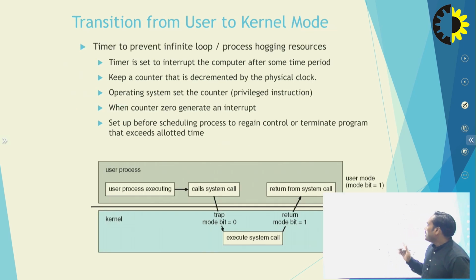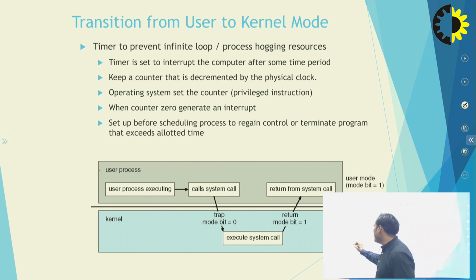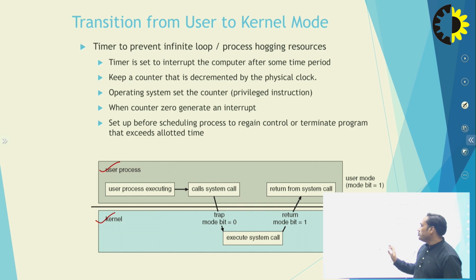How does kernel mode operation perform? This is the user process where the user sits, and this is the kernel where the kernel sits, and both are separated by a line. The user performs all tasks on the upper side, the user process. The user process executes, and a system call is generated, with a return from the system call. The mode bit of the user area is 1, and the mode bit of the kernel area is 0.